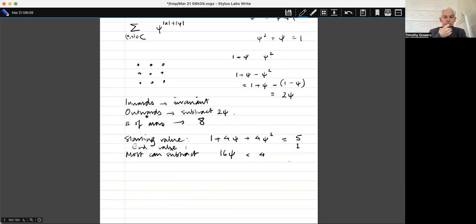And of course it's not absolutely obvious this is going to be the invariant I really want. Let's just have a little think about what happens if I do this move. I've subtracted 2 psi there from the invariant, but here, the next move, the most I can possibly subtract, whatever I do, is going to be 2 psi squared.